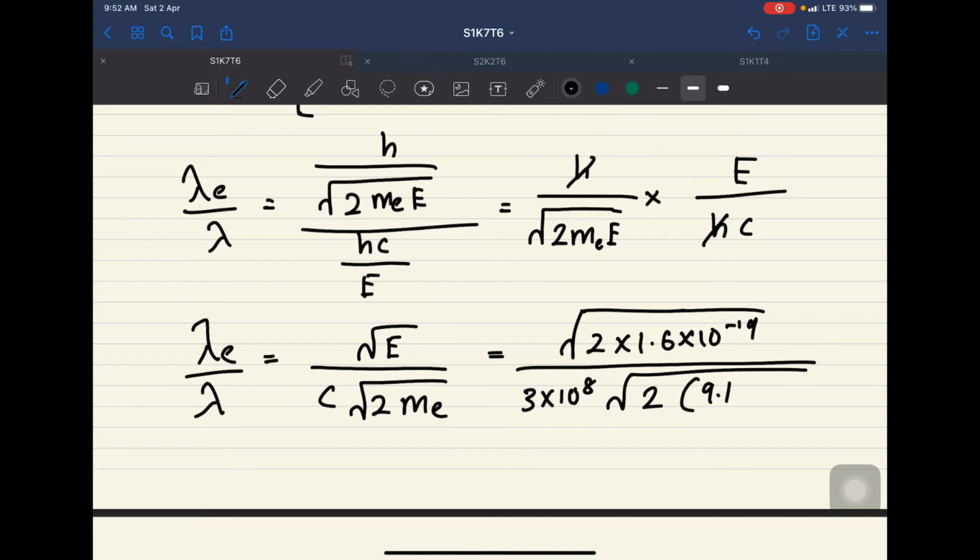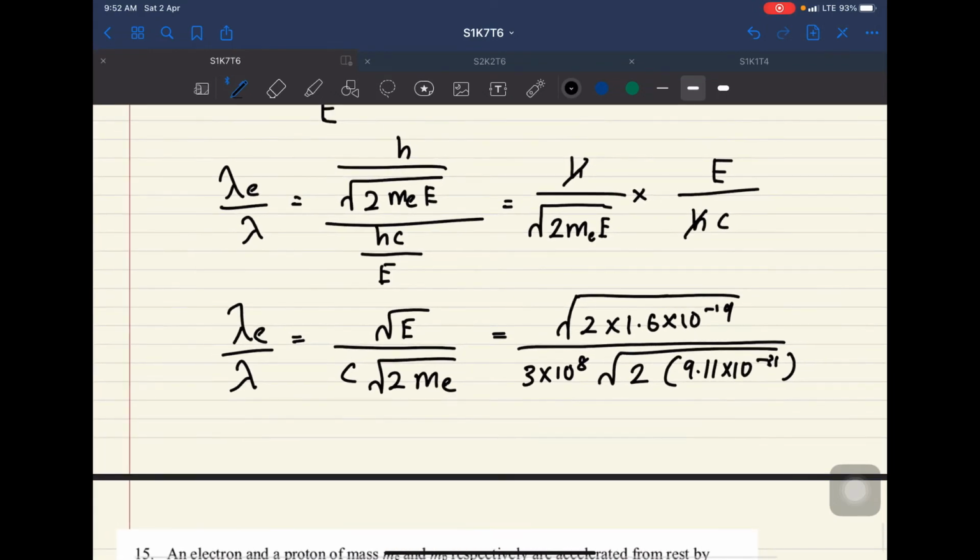Mass of electron is 9.11 times 10 negative 31. So what I got here is 1.3969, or if I round it off, it becomes 1.40 times 10 negative 3. Ratio, there's no unit.